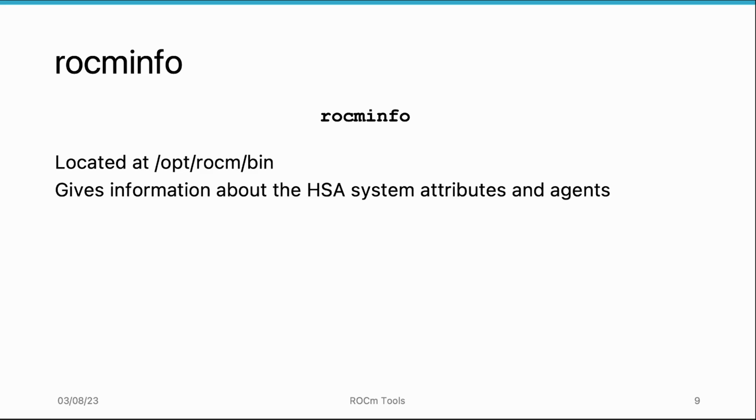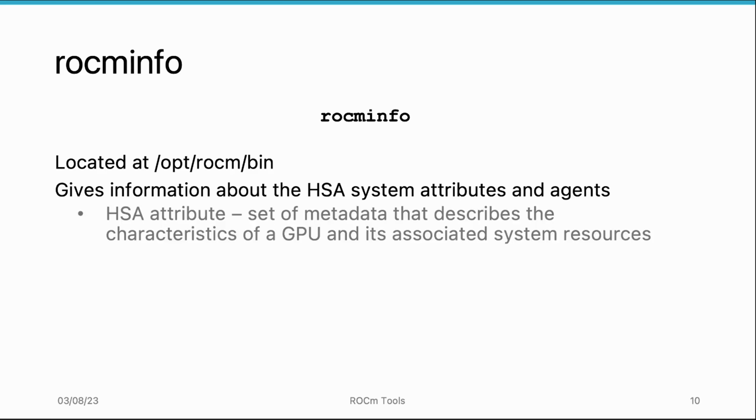ROCm is built on the Heterogeneous System Architecture, which is also termed HSA, a standard that defines a common hardware architecture and software interface for heterogeneous computing systems. With the rocminfo utility, we can easily access information about our system's attributes and agents, giving us a detailed understanding of our HSA-compliant hardware configuration.